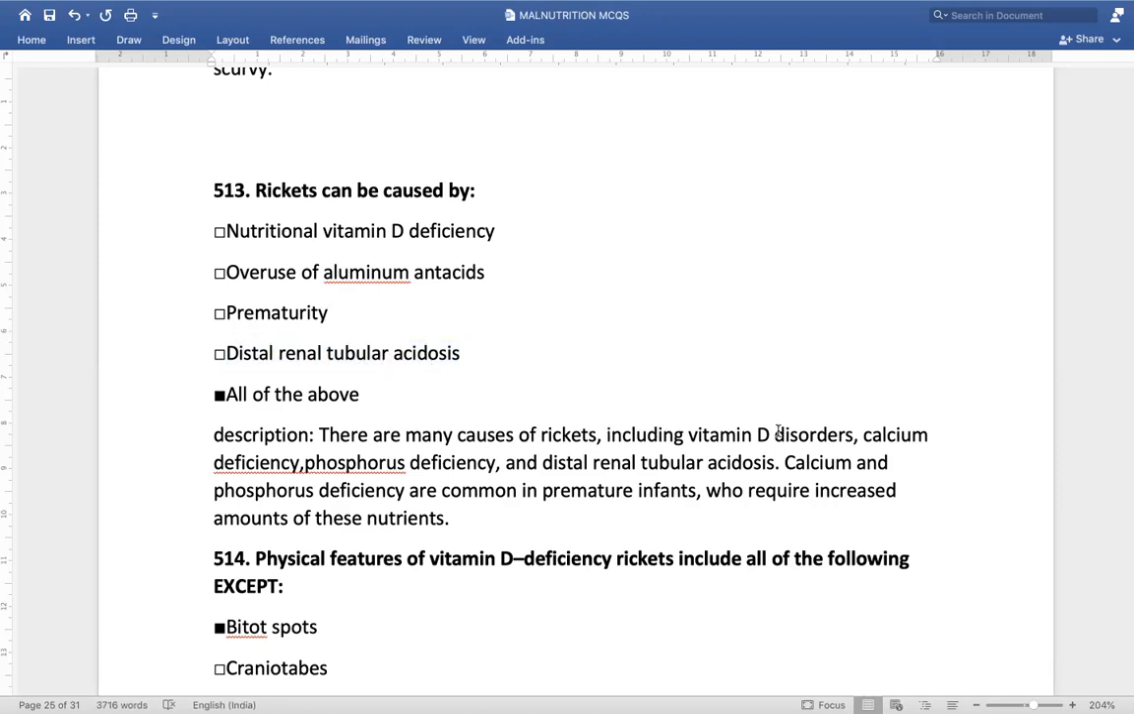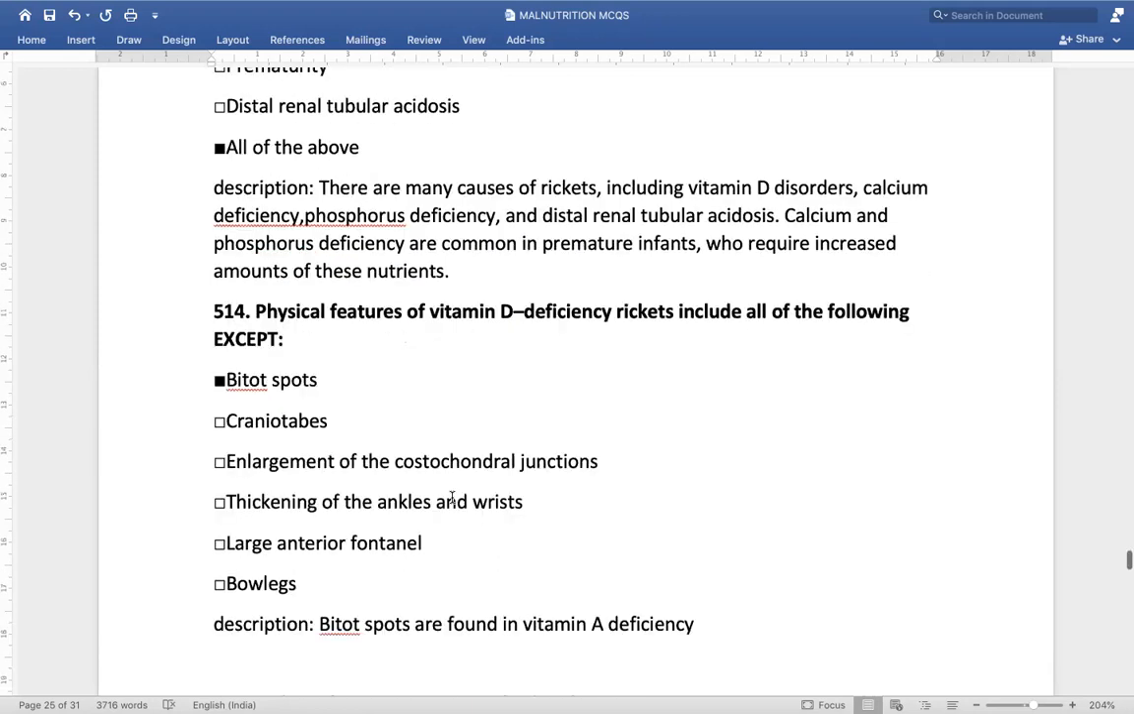So the main cause for rickets, as we already know, is vitamin D deficiency. Apart from that is calcium and phosphorus deficiency. The other minor causes you should also know are renal tubular acidosis, prematurity, and overuse of aluminum antacids. So again, this is a match the following or an except question.